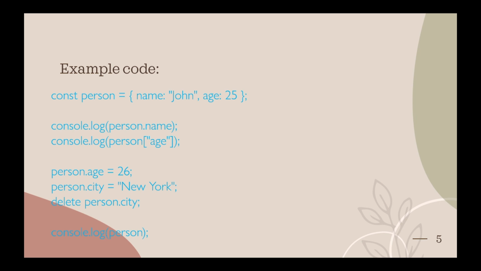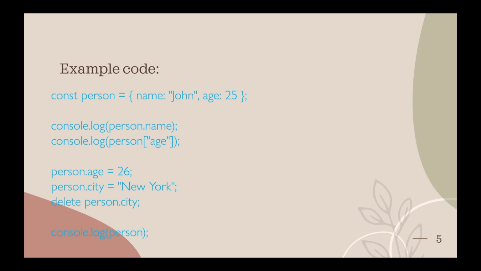Here we declared an object and we access the element by using brackets. Here we update the person's age as 26 and we add a new property, city, as New York, and we are going to delete a property by using the delete keyword, and if we print, we can see the output.